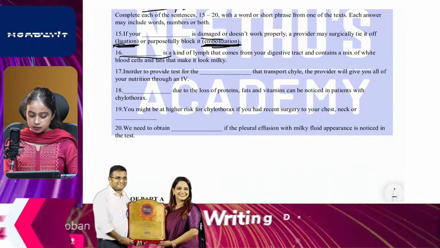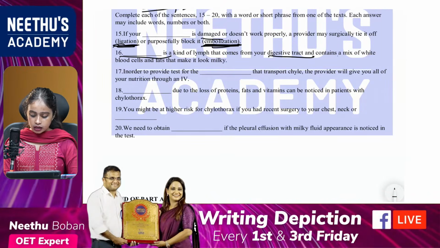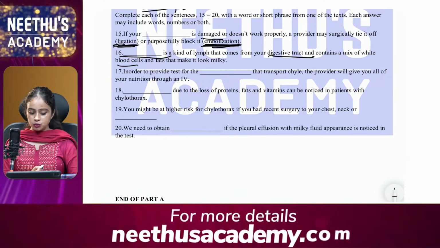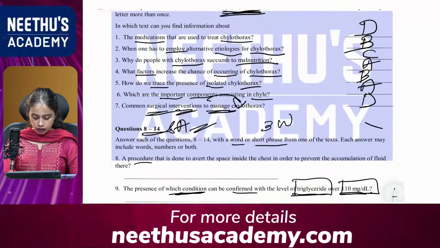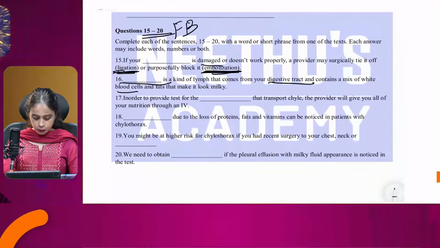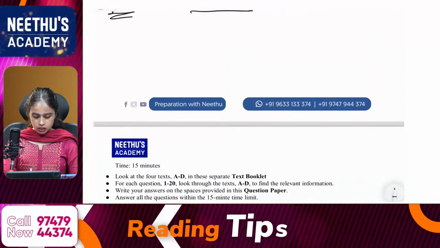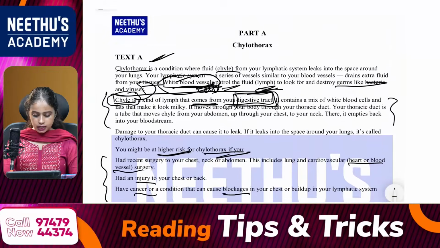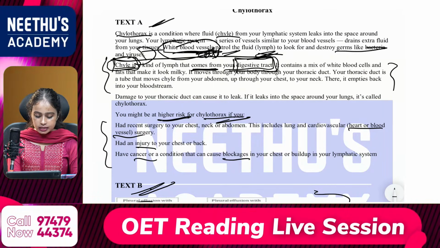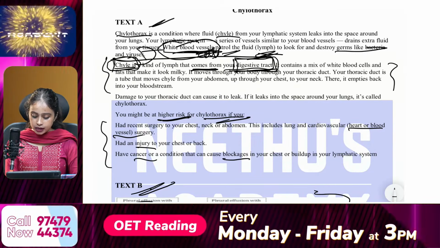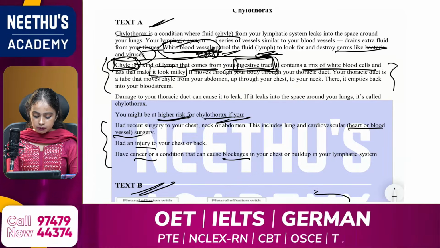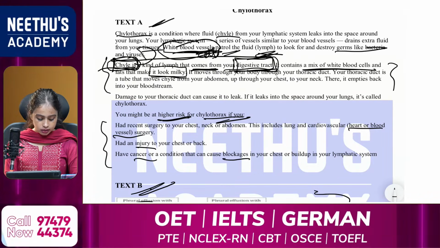Dash is a kind of lymph that comes from your digestive tract, contains a mix of white blood cells and fats that make it look milky. So what is your answer? Dash kind of. Okay, so which is question number 16. As you can see here from text A, see the second paragraph. Chyle is a kind of lymph that comes from your digestive tract. It contains a mix of white blood cells and fats that make it look milky. So answer should be chyle. Chyle.